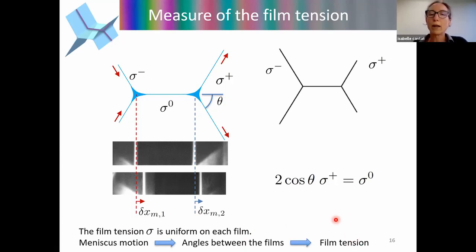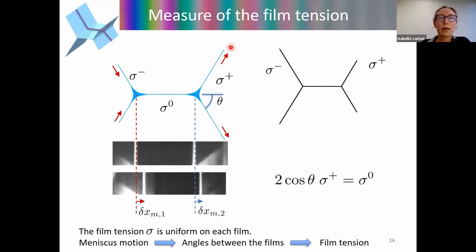So I need to make 2 remarks. First, that the tension is uniform in the film, simply because in the film there are no other forces acting, there is no friction of the air, there is no inertia, these 2 quantities are negligible. So the force balance of a piece of film implies that the tension is uniform along this line.